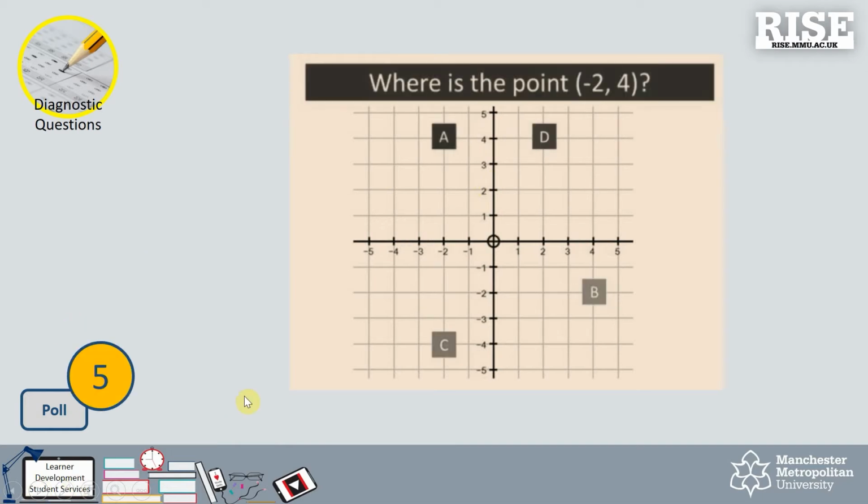Where's the point -2, 4? Always starting from your origin, your 0, 0 position, this time move -2 along the x-axis. That gets me to here. And then move 4 along the y-axis. It gets me onto point A.